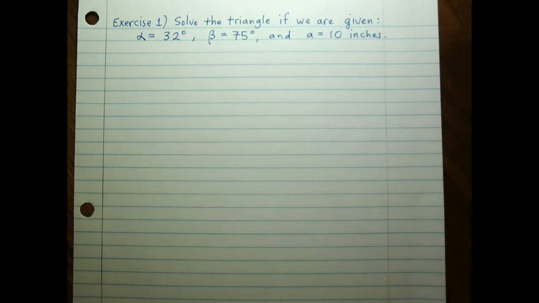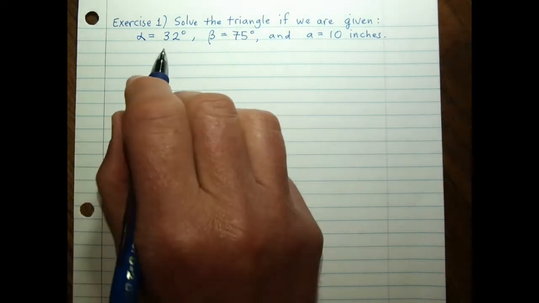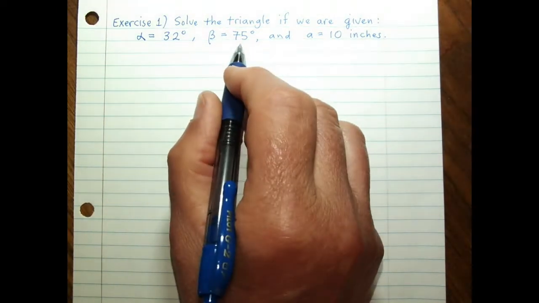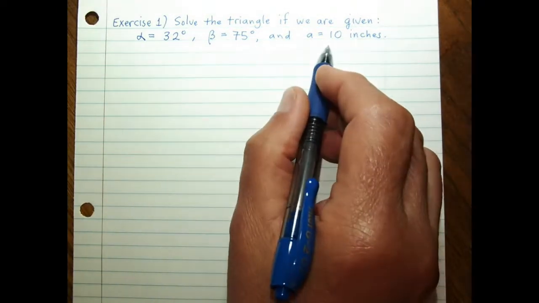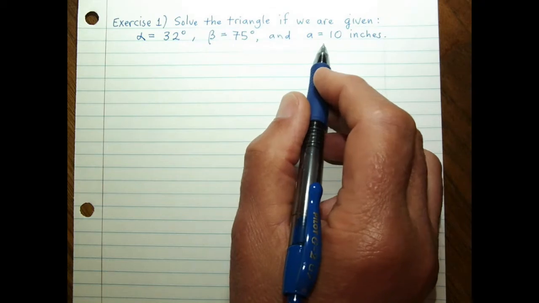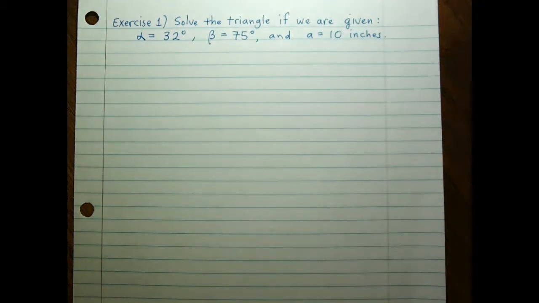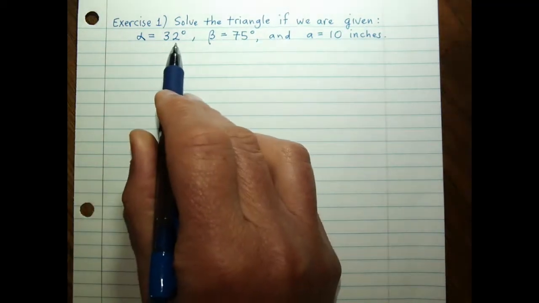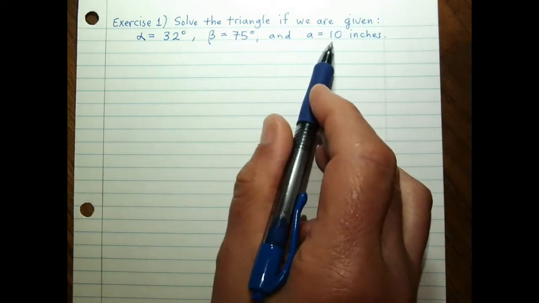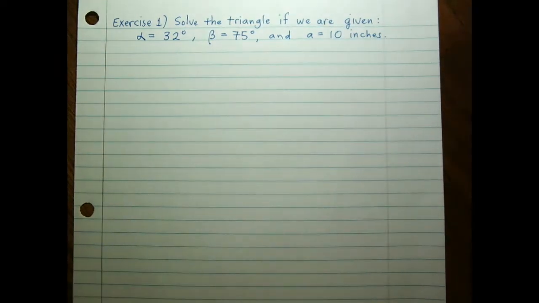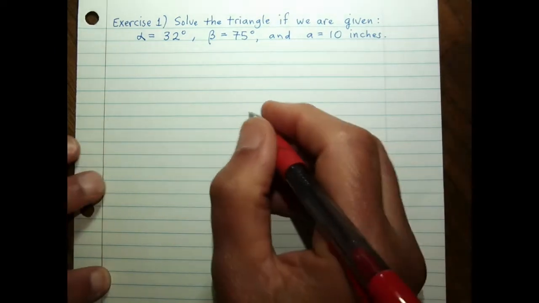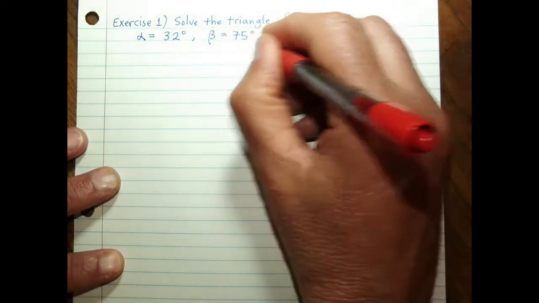So we're ready to start working on a problem that involves the law of sines. Here's exercise number 1. Solve the triangle if we are given alpha equals 32 degrees, beta equals 75 degrees, and side A equals 10 inches. So we're given the measures of two angles of a triangle and one side. And what we want to do is find the remaining angle and the remaining two sides.